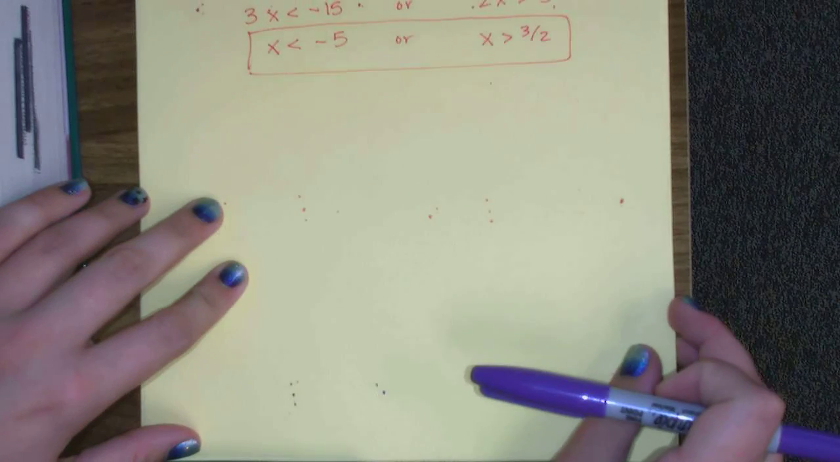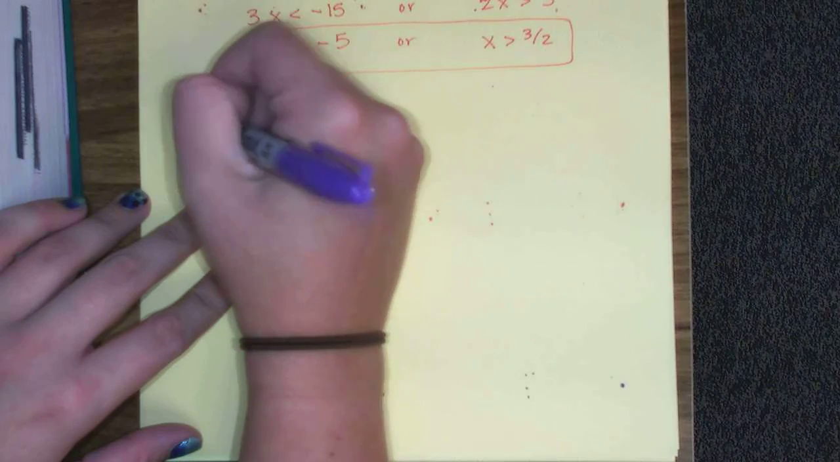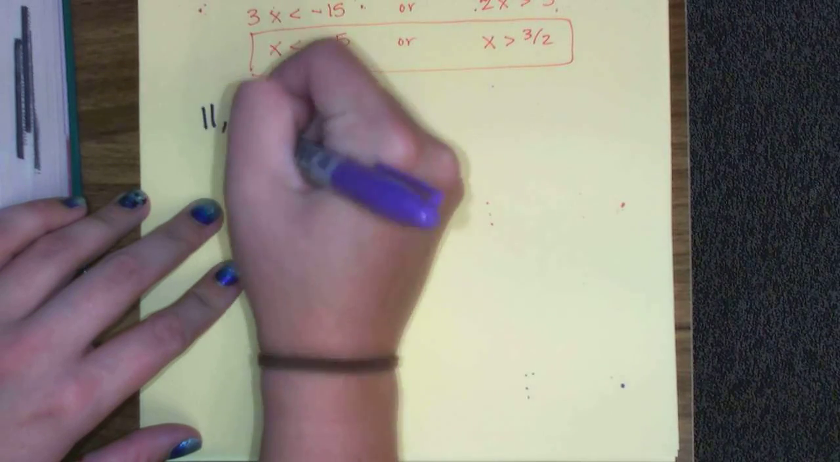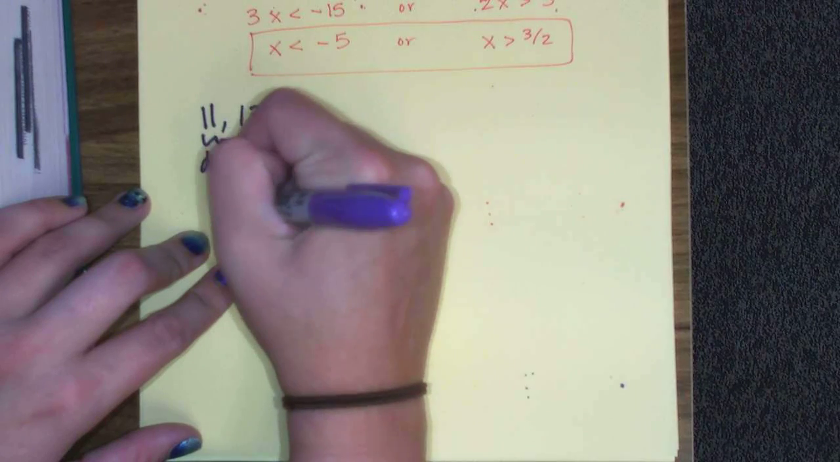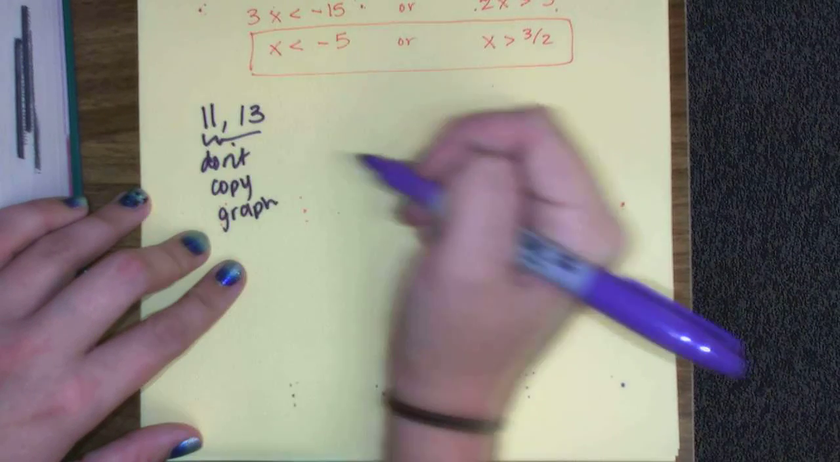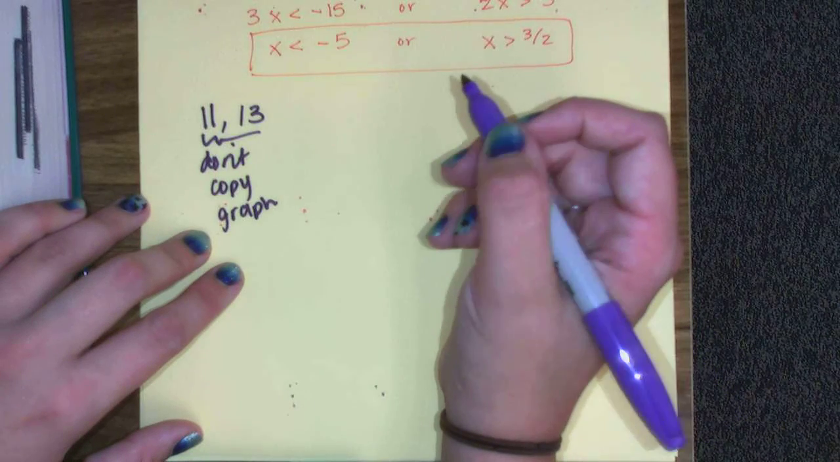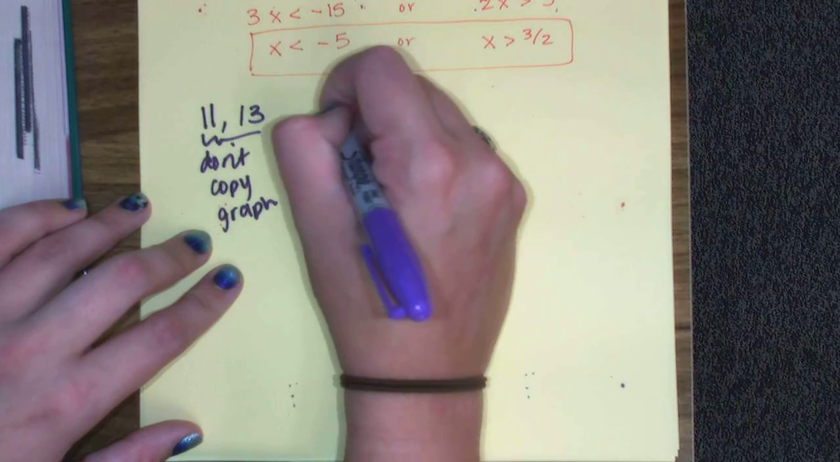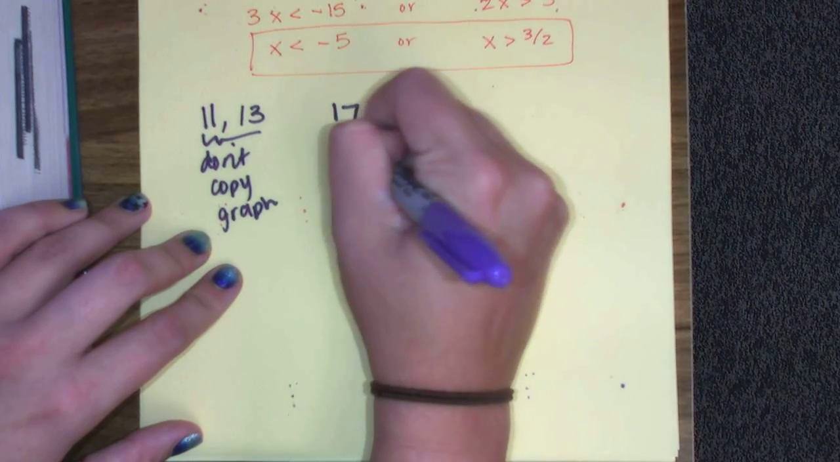With 11 and 13, you don't have to copy the graph over. You can just give me the answer for those ones. Okay, if you want to copy the graph, you can, but you don't have to. Graphing the compound inequalities, 17 and 19. Okay, these ones you are graphing.